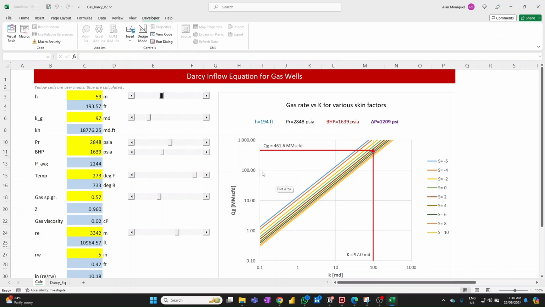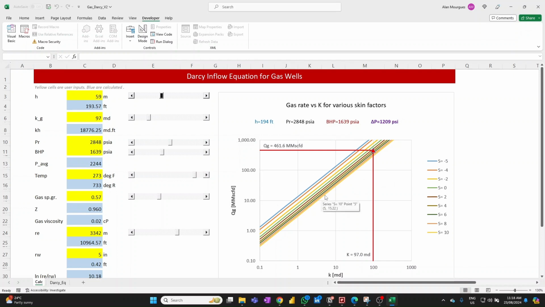Now let's move along a horizontal line here. That means a constant rate value. What this means is the higher the permeability, the higher the skin needs to be to get the same production rate. Okay, it's also intuitive to understand. If you have more deliverability in your reservoir, you need to have lower well performance or higher skin value to produce the same rate.